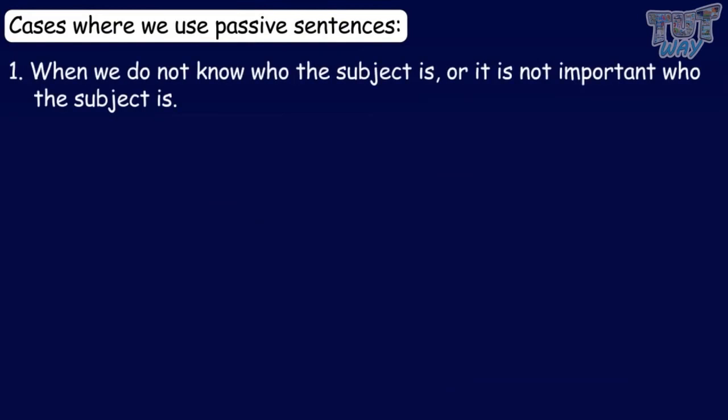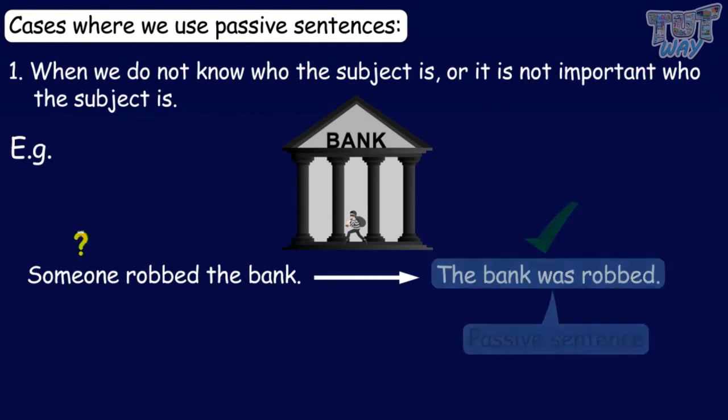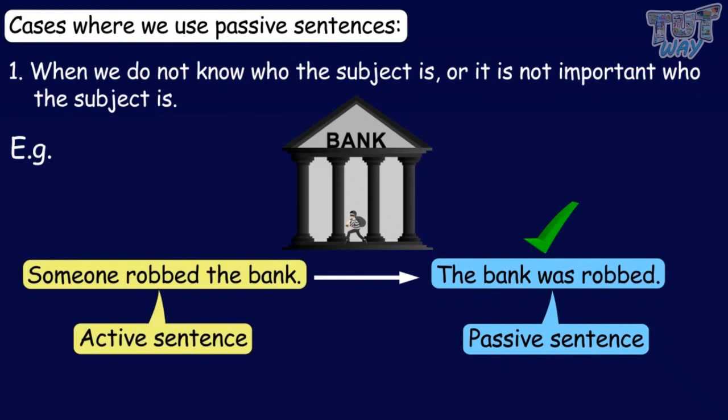We use a passive sentence instead of an active sentence in the following cases also. 1. When we do not know who the subject is, or it is not important who the subject is. For example, someone robbed the bank. The bank was robbed. In this situation, we do not know about the identity of the robbers. That is why a passive sentence, that is, the bank was robbed, and not an active sentence, that is, someone robbed the bank, is used.